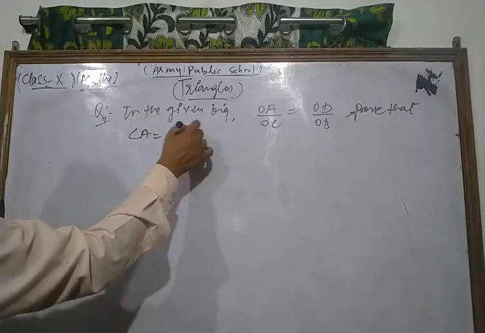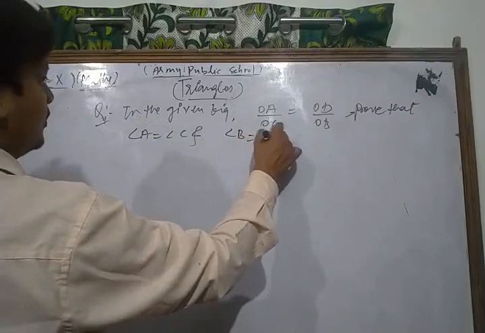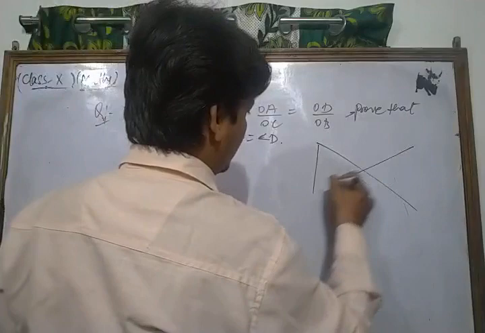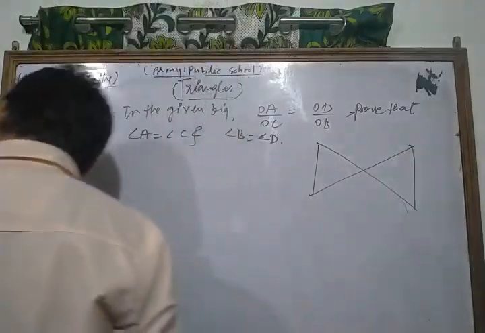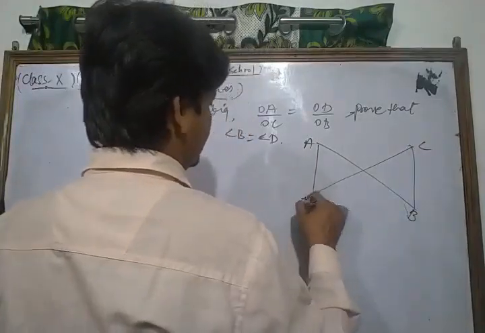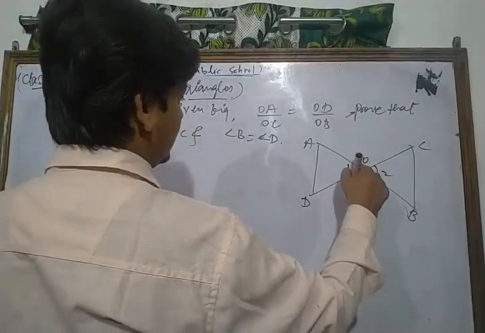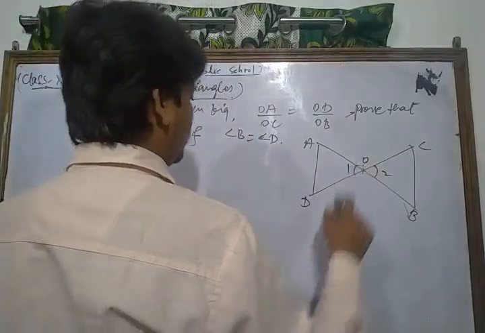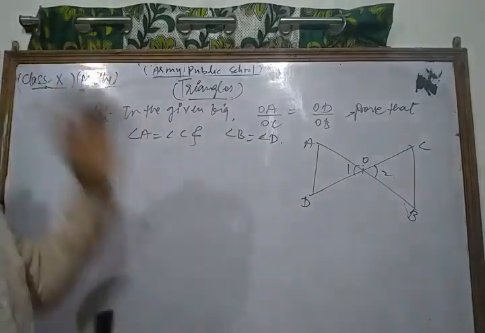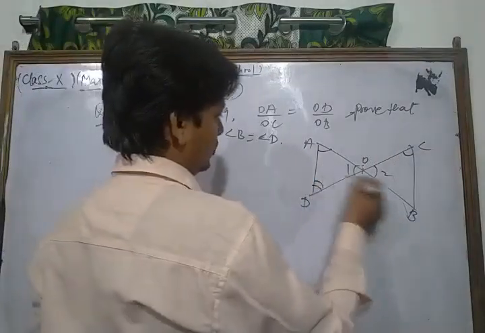angle A is equal to angle C and angle B is equal to angle D. And the figure is, look, this is the figure. AB and CD intersect at point O. This is angle 1, this is angle 2. Okay, this is the figure, dear students, and we have to show that angle A is equal to angle C, and angle B is equal to angle D.